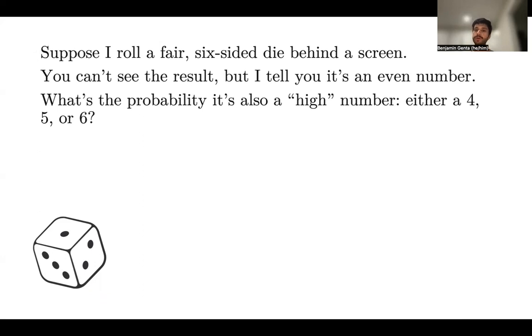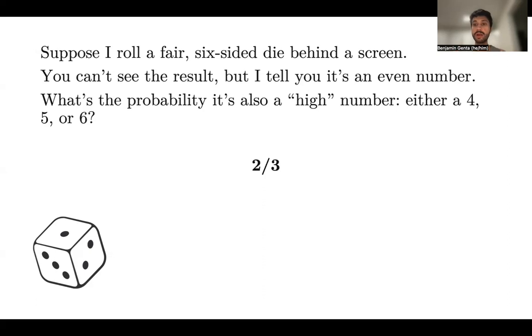Right? So here I gave you information. I told you it's either a 2, a 4, or a 6 by telling you it's even, right? And I'm not tricking you as I usually do. It's really a 2, a 4, or a 6. And now I ask you, well, what's the probability that it's also a high number? And so it's 2/3. And we got a bunch of different responses in class, right?